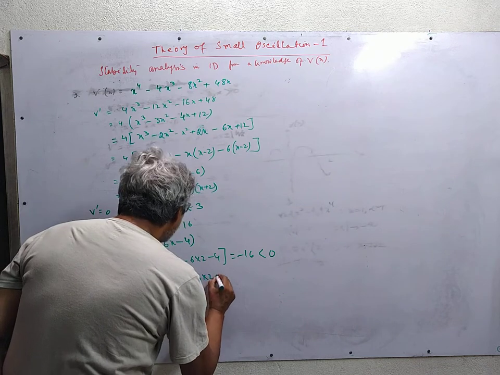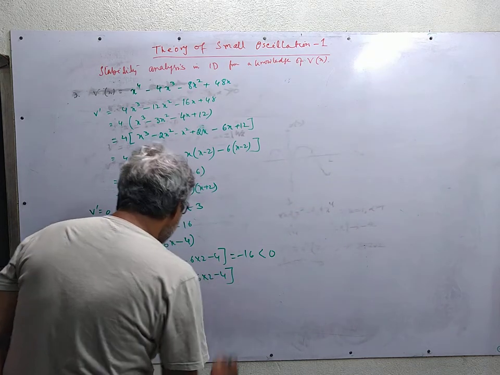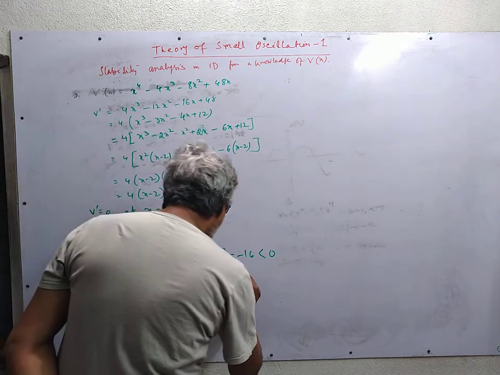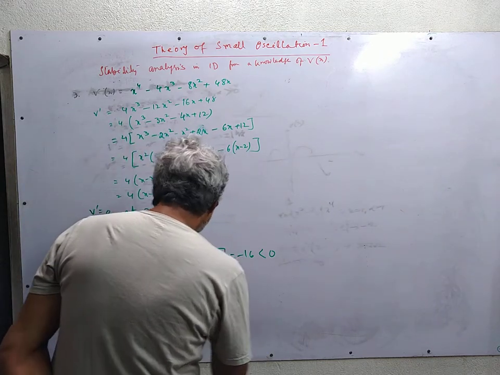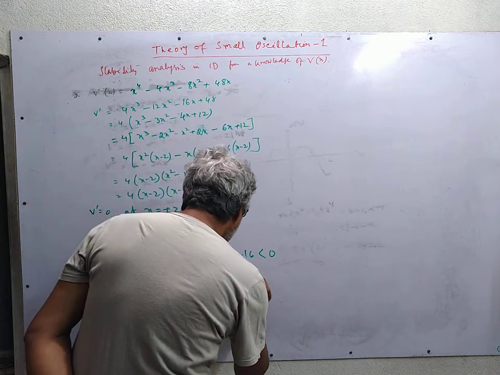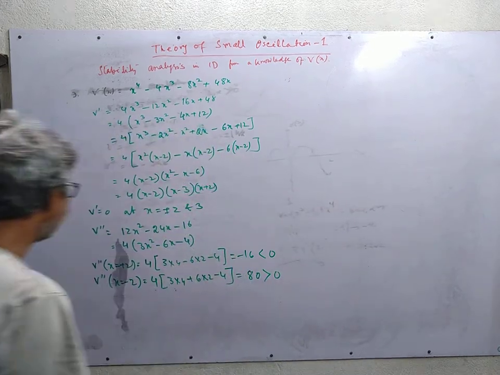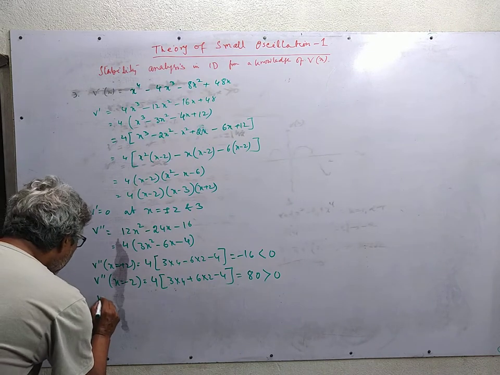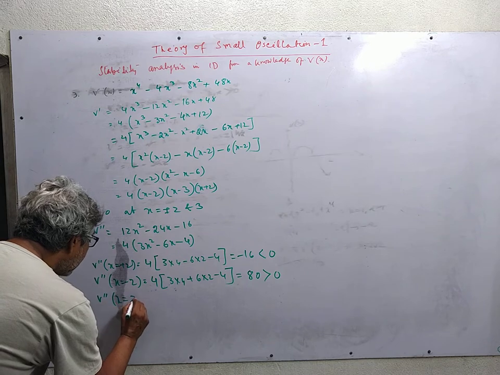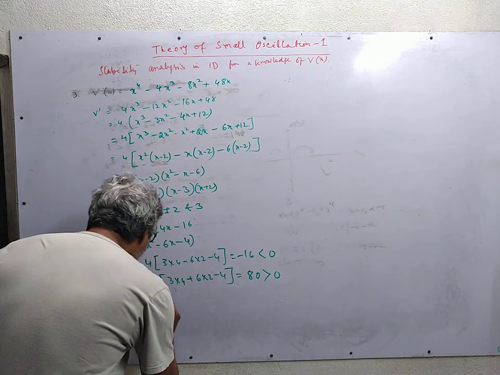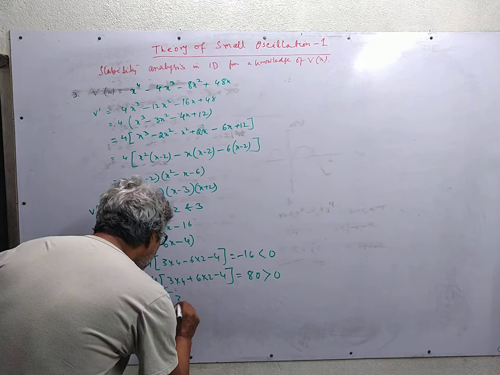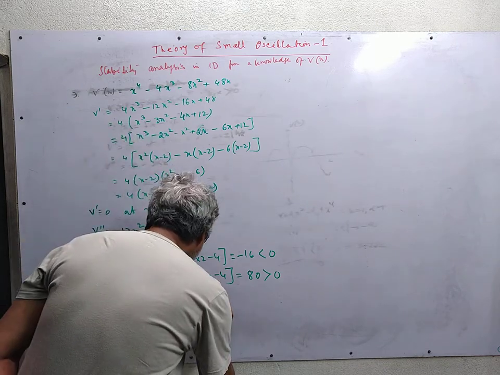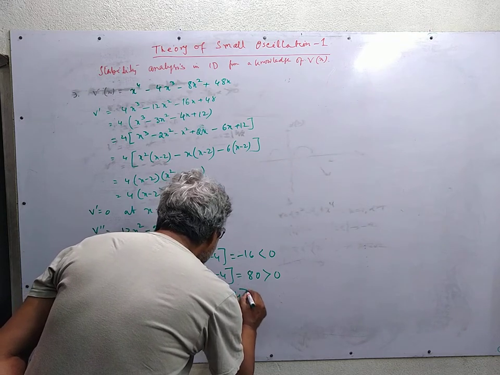And then at x is equal to minus 2, it is 3 into 4 plus 6 into 2 minus 4, so this is 20 into 4, 80. And V double prime at x is equal to 3, we have 3 into 9 minus 6 into 3 minus 4.